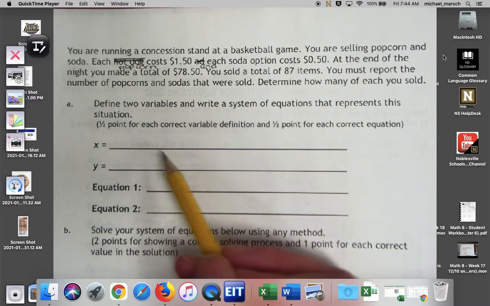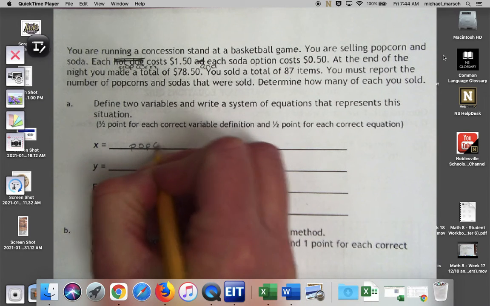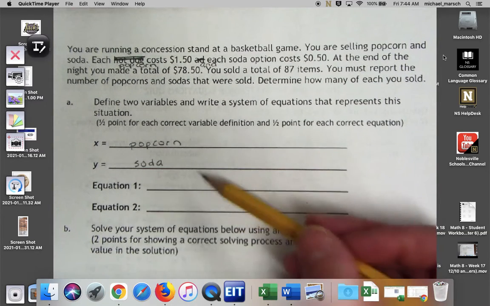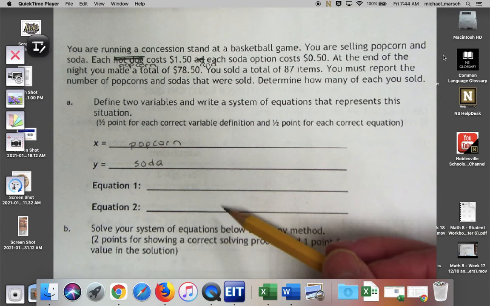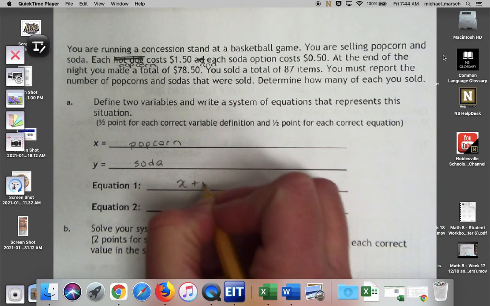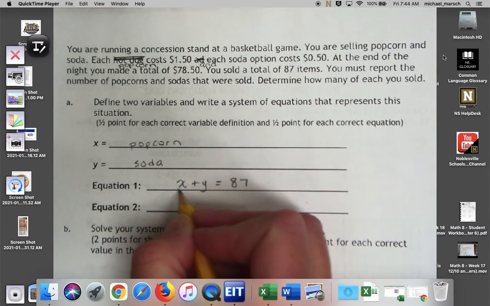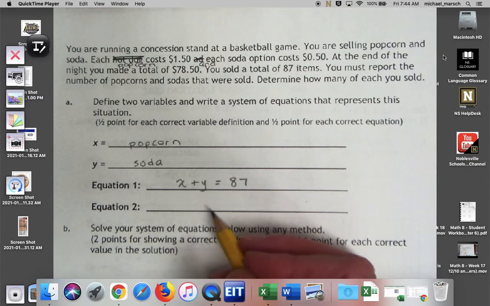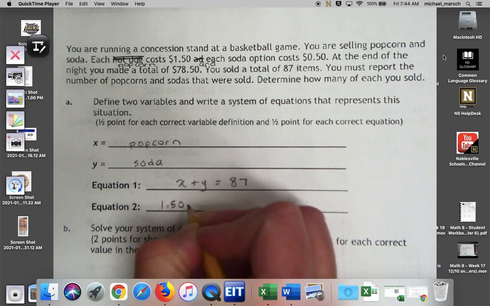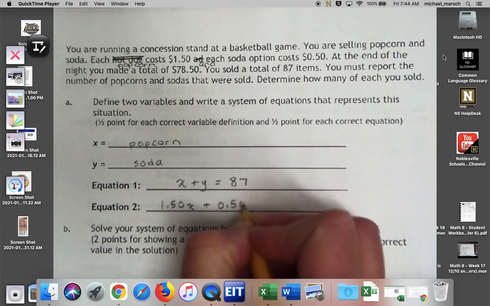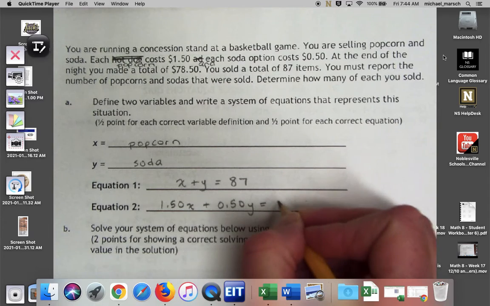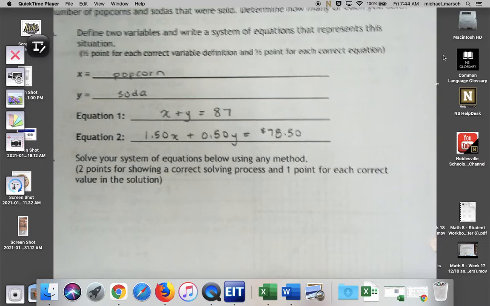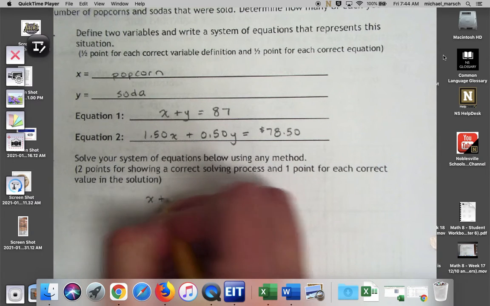Okay, so my first variable, x, is going to be popcorn, and y is going to be soda. If you had these flip-flopped, it's fine, but that just means that your equations might be a little bit different than mine, right? So I know that I sold 87 items. So x plus y is going to be 87. And then I know when I sold these 87 items, $1.50x plus 0.50y for my soda was $78.50. Okay, so now I need to figure out how many I sold of each. So I'm going to write these down here.